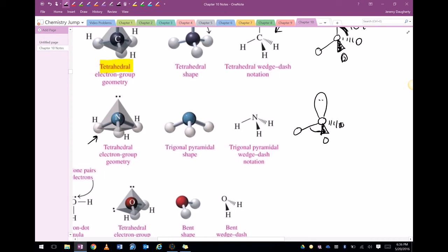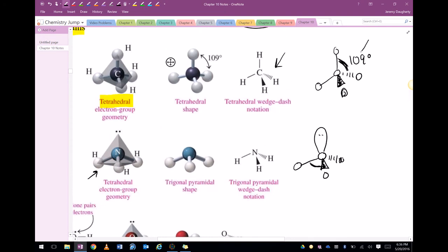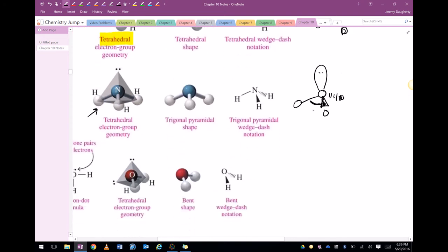Now, this angle right here, remember this angle up here was 109 degrees. This angle is going to be less than 109 degrees. Okay? Because again, these lone pair electrons are pushing on these atoms with greater repulsion, which makes them get closer to each other than they normally would be.